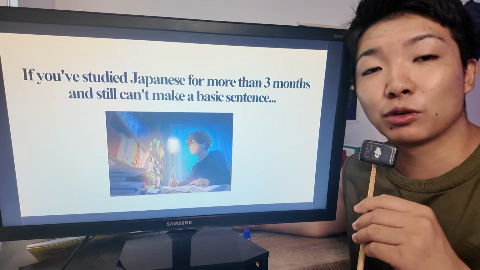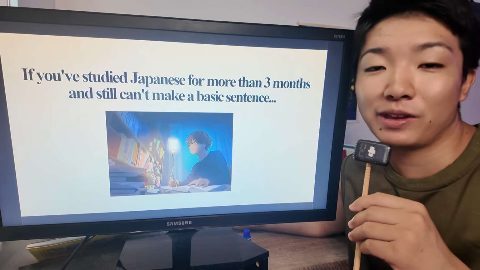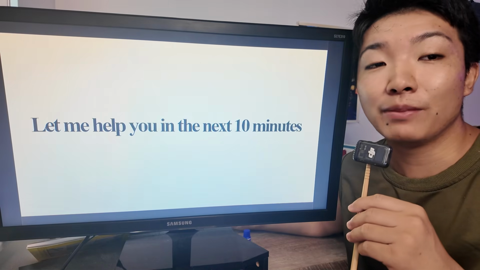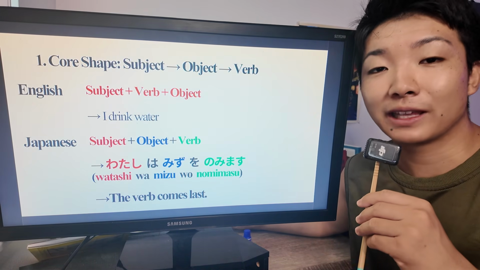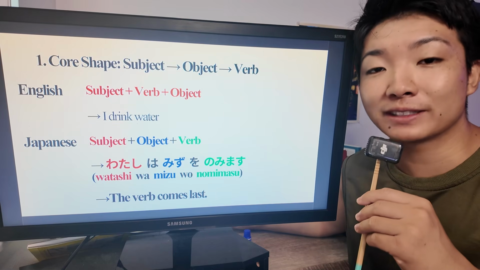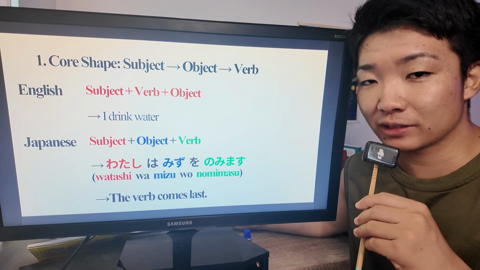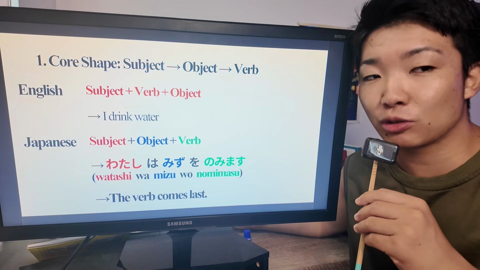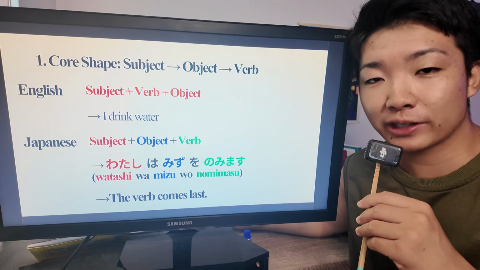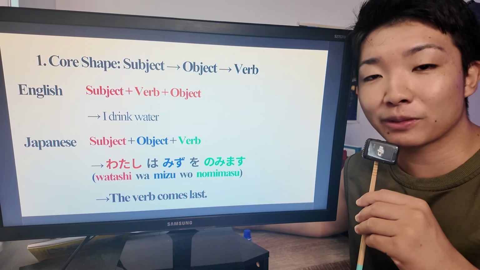If you have studied Japanese for more than 3 months and still cannot make a basic sentence structure, let me help you in the next 10 minutes. So first of all, let's talk about the basic sentence structure. The English basic sentence structure is subject, verb, and object, like I drink water. On the other hand, Japanese basic sentence structure is subject, object, and verb. Then make sure the verb comes at the end.